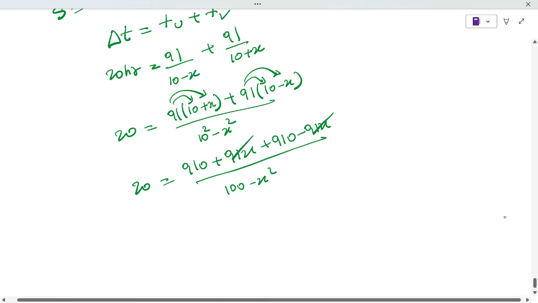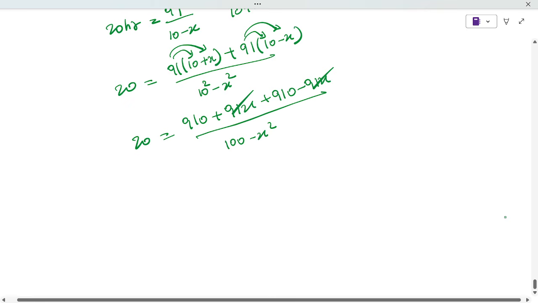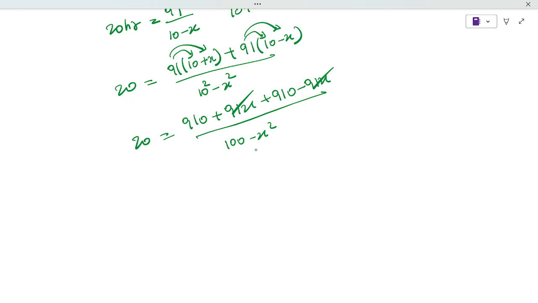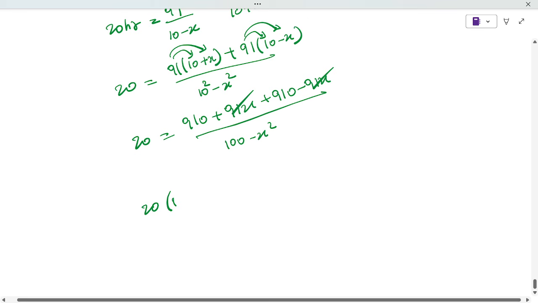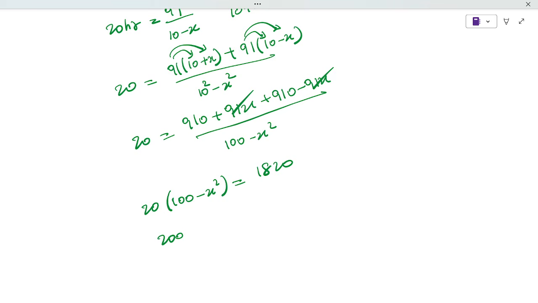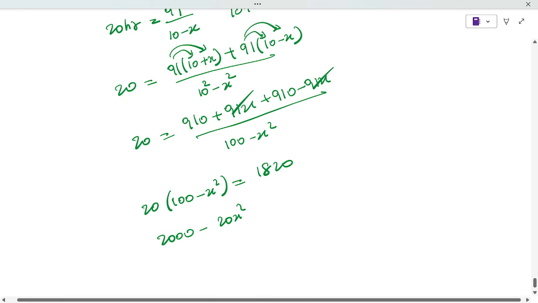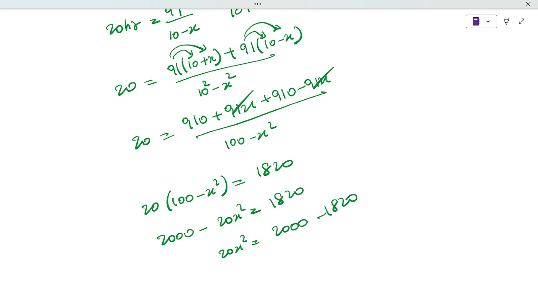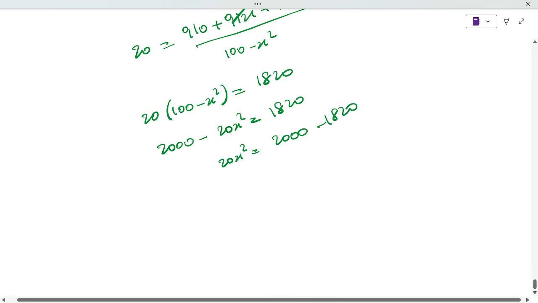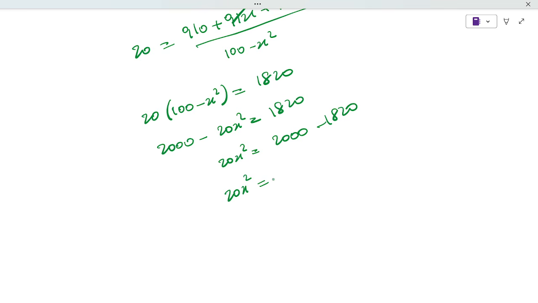So I don't think we will need a quadratic equation or splitting the middle term. Now here cross multiply: 20 into 100 minus x squared. This will give us 1820. Then here 2000 minus 20x squared is equal to 1820. We take 20x squared to one side, 2000 minus 1820, just changing the places. So 20x squared will be equal to 180.